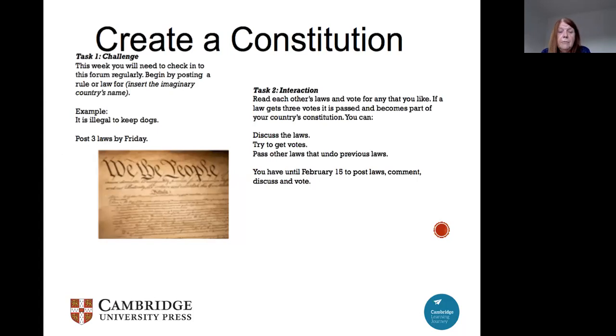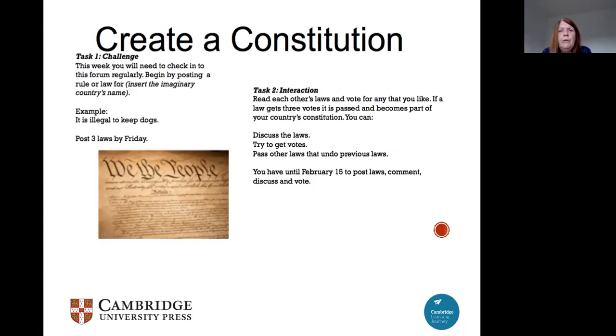A second activity for critical: create a constitution. This is a nice chaotic activity, which involves a lot of discussion. It says, this week you will check in to this forum regularly. Begin by posting a rule or law for an imagined country. Okay, New Australia: it's illegal to have dogs. So task 2, you read each other's laws and vote for any that you like. You can do that with a thumbs up button on Zoom if you're doing it on Zoom.